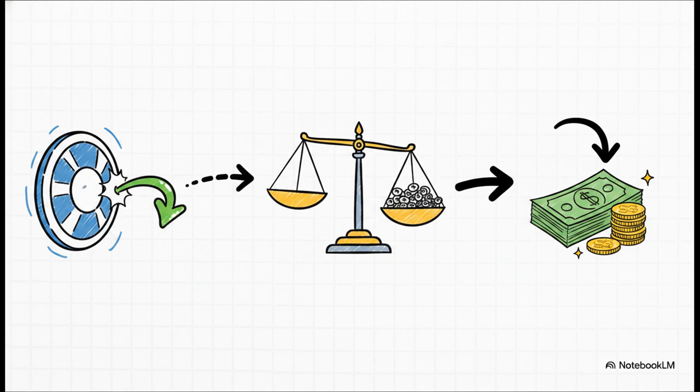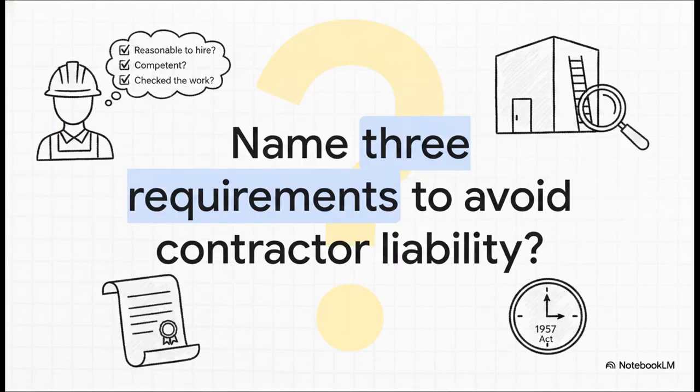Before we wrap this up, let's do a quick knowledge check to lock this into your active recall. Think back to Section 2(4)(b). Can you name the 3 steps an occupier needs to prove to shift blame to an independent contractor? Remember them? Was it reasonable to hire? Were they competent? And did the occupier check the work? If you can rattle those off, you have totally mastered the mechanics of this act.